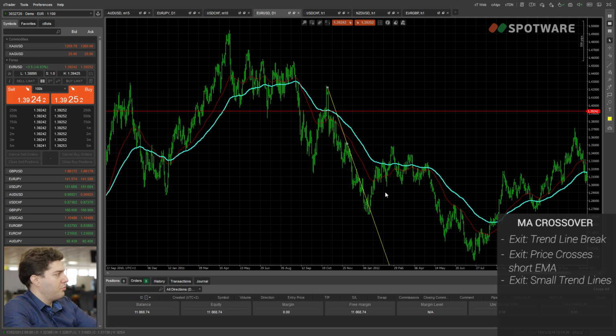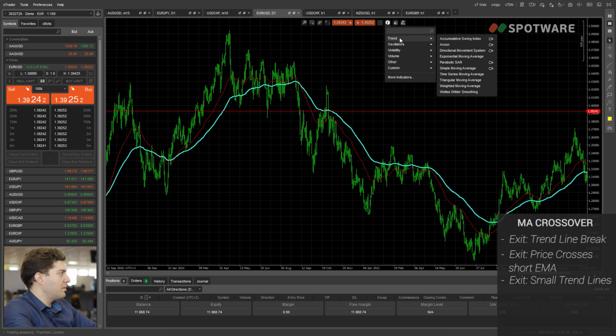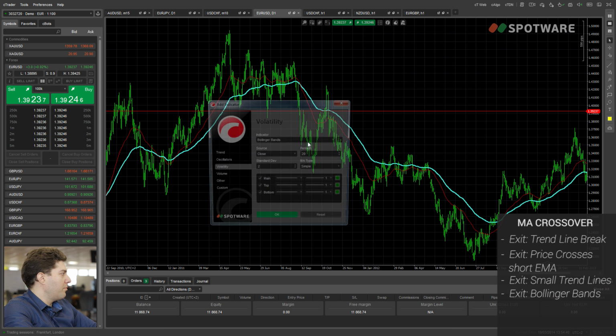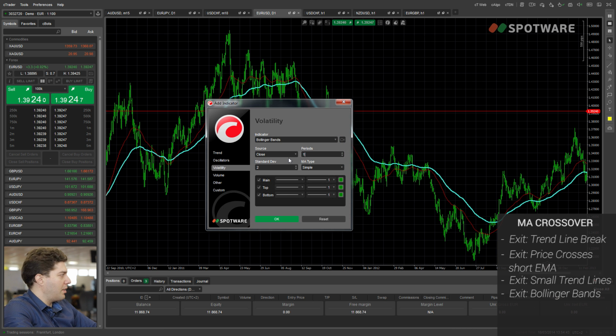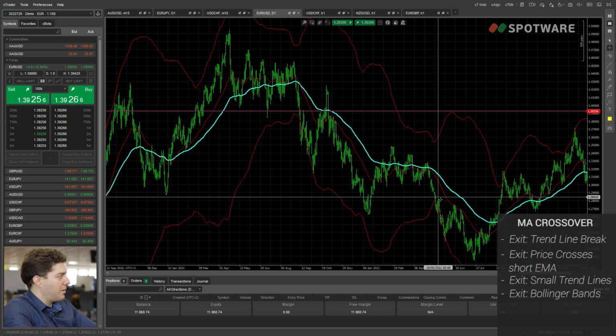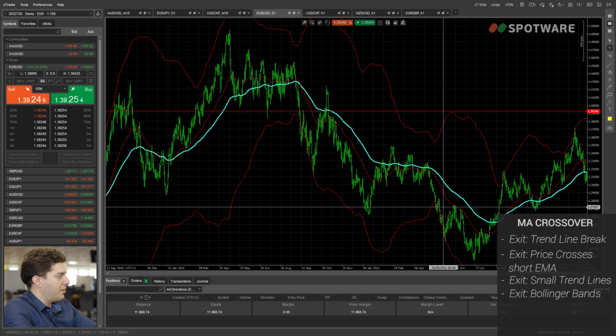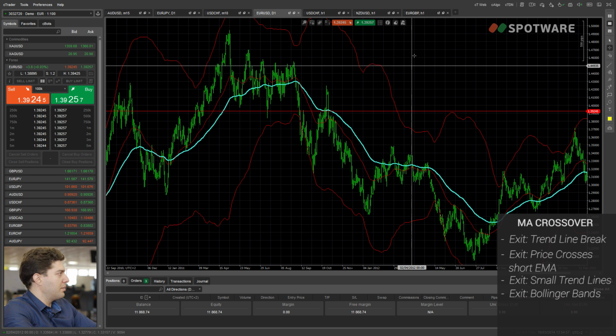Lastly, another exit is to use Bollinger Bands. You can plot like 100 period Bollinger Bands with 3 deviations. We haven't talked about Bollinger Bands yet, but this is just an example. And when the price touches the bands, you know that you are in high deviation, so you can exit.